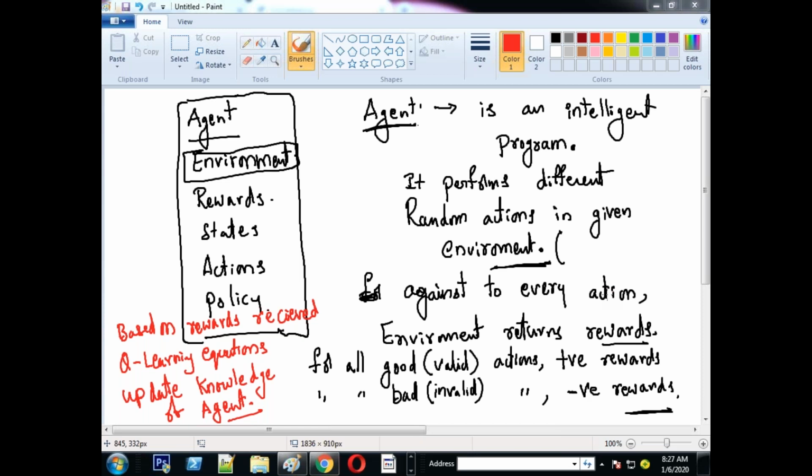Understood the point? So now please go to this entire statement. Just have a quick look at this statement. Agent is an intelligent program. It performs different random actions in a given environment. Against every action, environment returns a reward. For all good actions, positive rewards. For all bad actions, negative rewards. So based on the rewards received, always agent is trying to maximize the rewards. On such way, it has to update the knowledge. Who updates that knowledge is the agent should have a brain. The brain is Q learning equation. All of you understood this point.